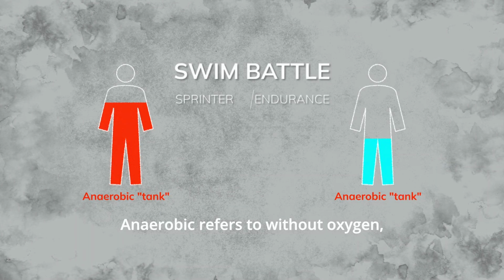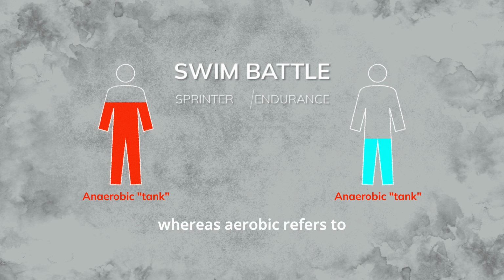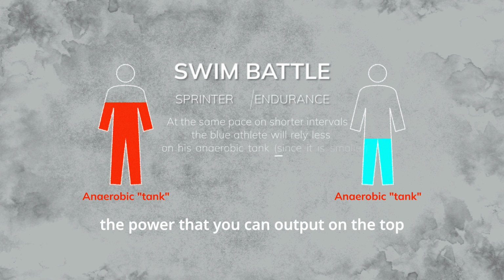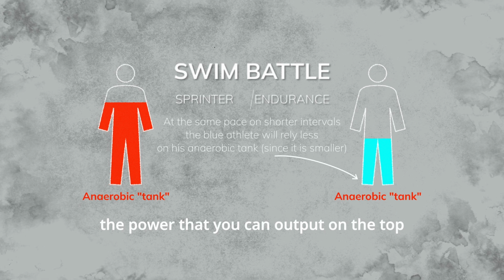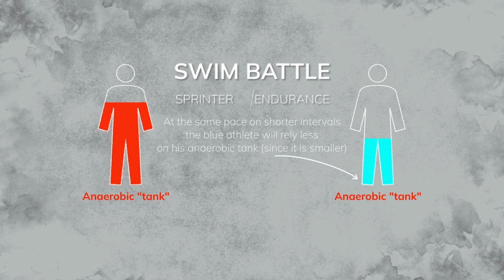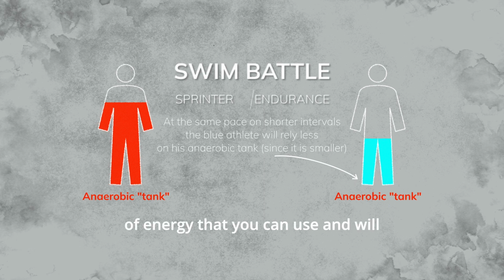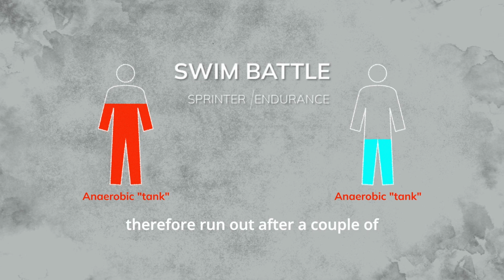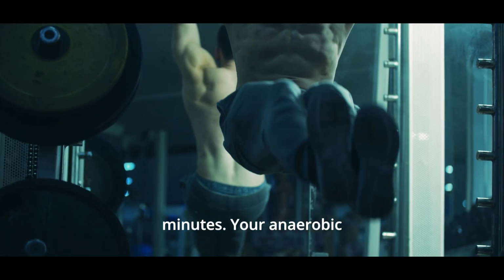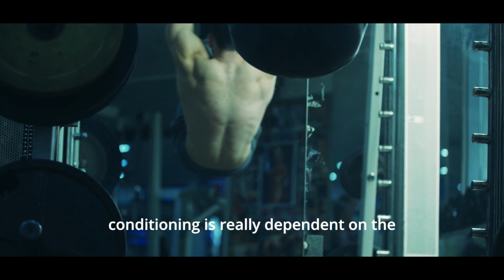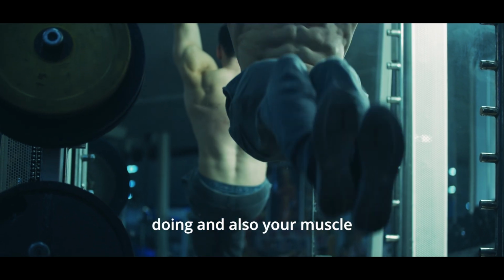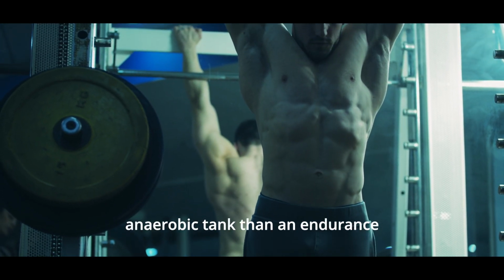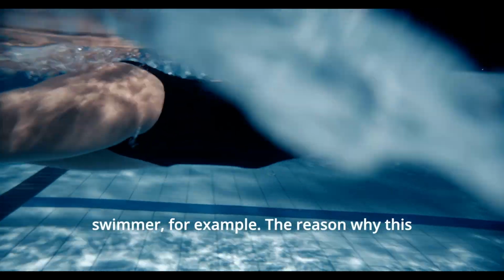Anaerobic refers to without oxygen, whereas aerobic refers to with oxygen. Anaerobic is the power that you can output on top of your aerobic base. It is a finite amount of energy that you can use and will therefore run out after a couple of minutes. Your anaerobic conditioning is really dependent on the kind of training you're doing and also your muscle mass. So a stronger and bigger athlete might have a bigger anaerobic tank than an endurance swimmer, for example.